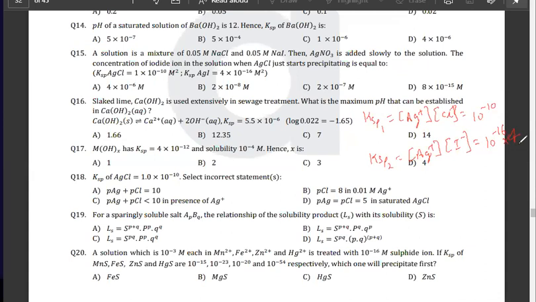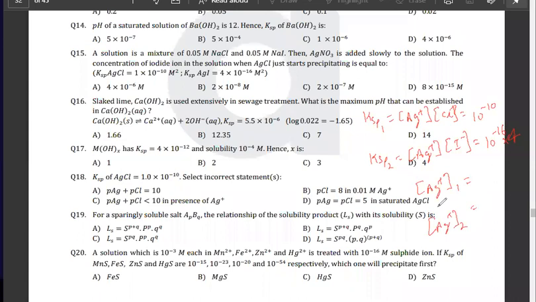The solution is a mixture of 0.05 molar NaCl and 0.05 molar NaI. Okay, now think about it. First you have to put this value for Cl minus and I minus. Agree? First you have to put 0.05. Now you will get the concentration of Ag plus 1 and Ag plus 2.